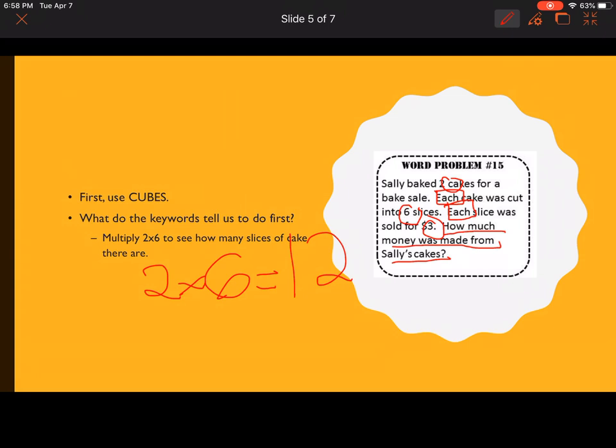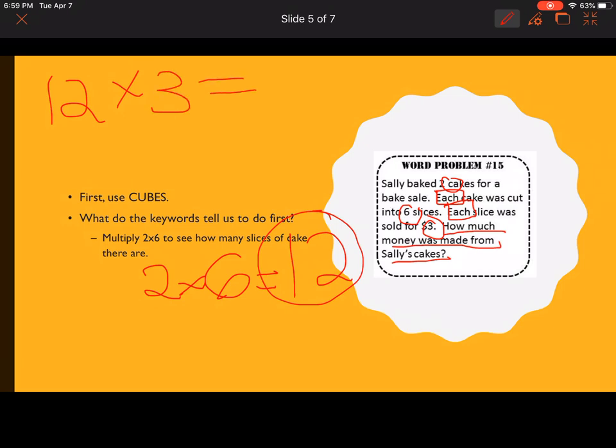We're not done yet though, because it's not asking how many slices Sally made. No, it's asking how much money she made. How much money did she charge for one slice? The problem tells us she charged $3. And how many slices did she have? Well, we just did that. She has 12. So what should we do with that information? And we have the keyword each again. We should multiply 12 times 3.